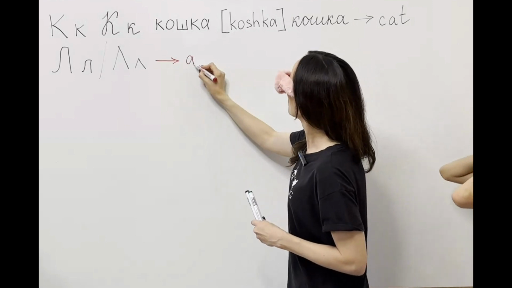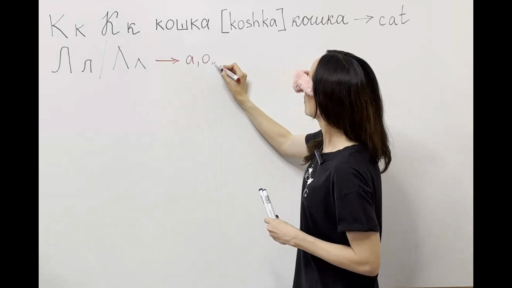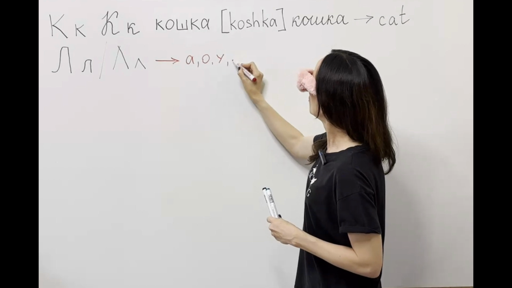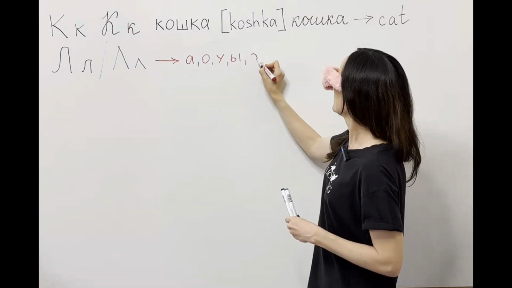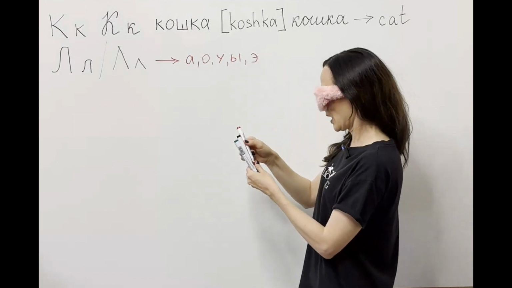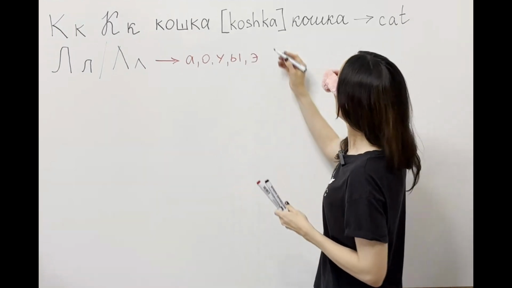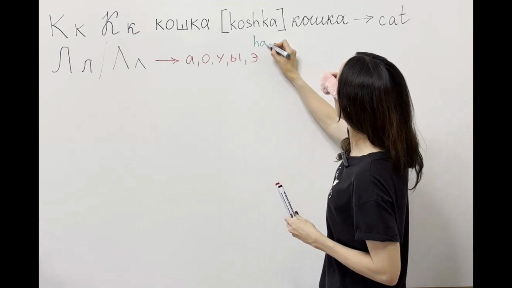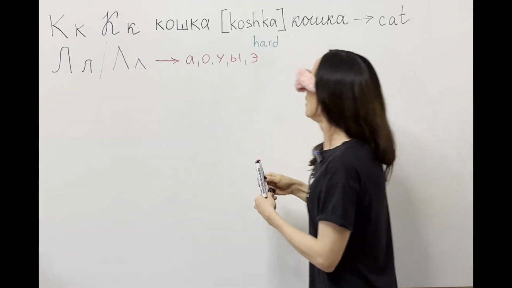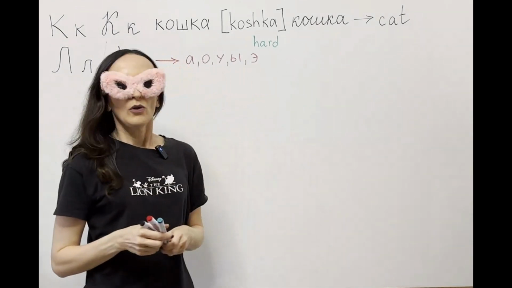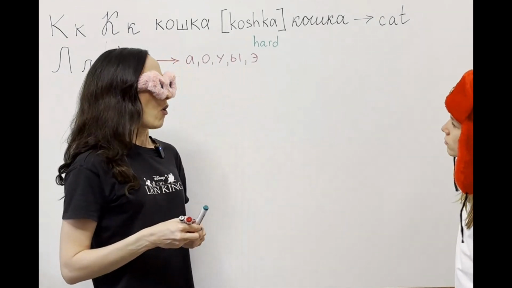A, O, U, Y, and E. So it's gonna be hard. The example word is лох.